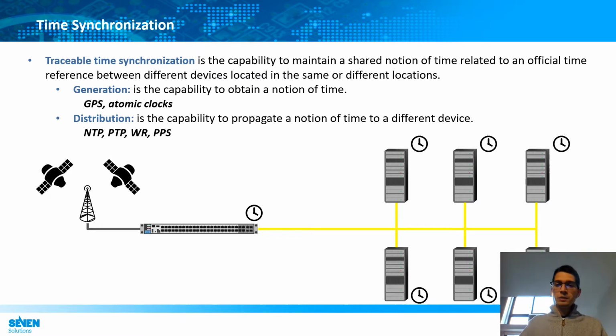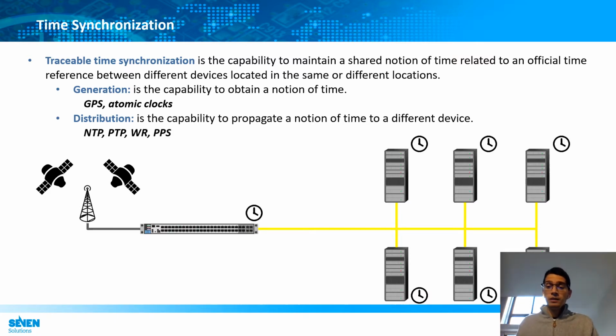Time synchronization is the capability to maintain a shared notion of time between different devices that are placed in the same or different locations. And we say that it is traceable when we are able to compare that notion of time to an official notion of time. In order to get time synchronization, we can rely on generation of timing or distribution of timing.